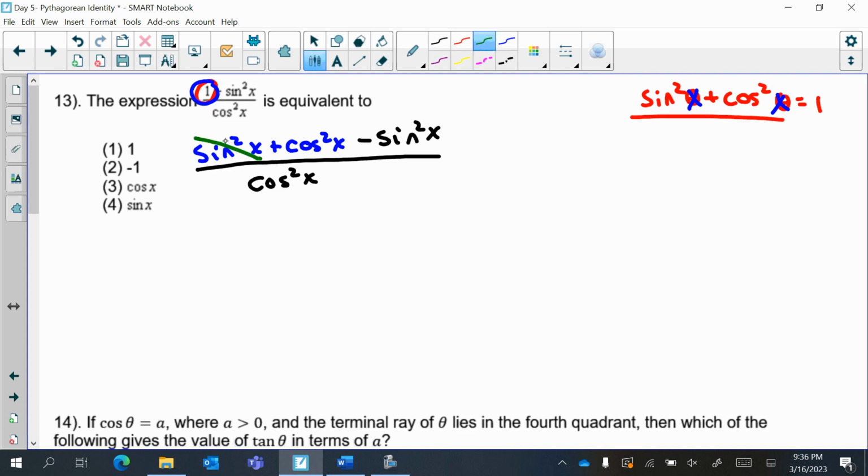Now, there is a sine squared x minus sine squared x. So they subtract to be 0. And you're left with cosine squared x over cosine squared x. So something divided by itself is just 1. So this expression is equivalent to 1. And that's all.